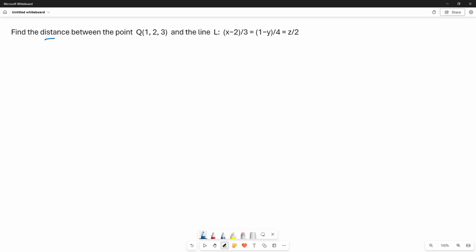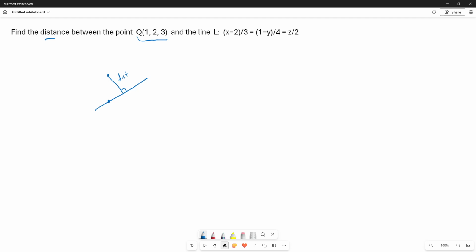Find the distance between the point Q(1, 2, 3) and the line given in symmetric form: (x minus 2) over 3 is equal to (1 minus y) over 4, which is equal to z over 2. To find the distance between a point and a line, that would be this perpendicular distance here.